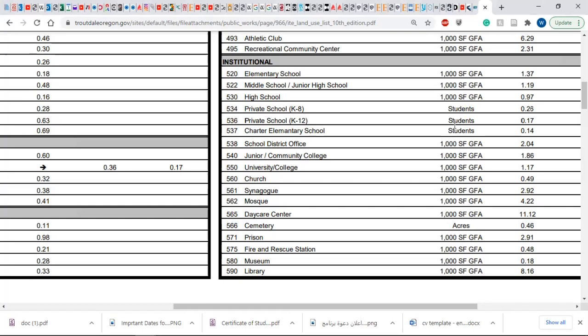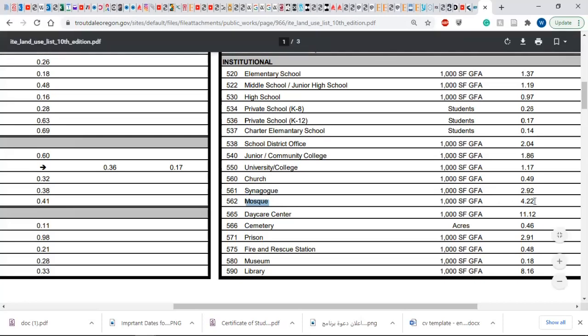And in high school, here they have for a church per square foot 0.49 trips. This is for a synagogue, it's 2.92, and for a mosque it's 4.22 trips. That's good.